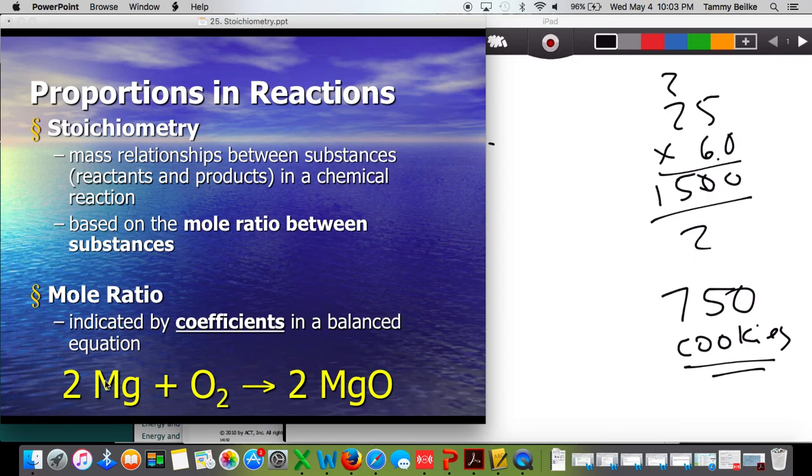2 moles of magnesium plus 1 mole of oxygen gas forms 2 moles of magnesium oxide. So for every 2 moles of magnesium, you need 1 mole of oxygen. That's the ratio. It's a 2-to-1 ratio. Okay?